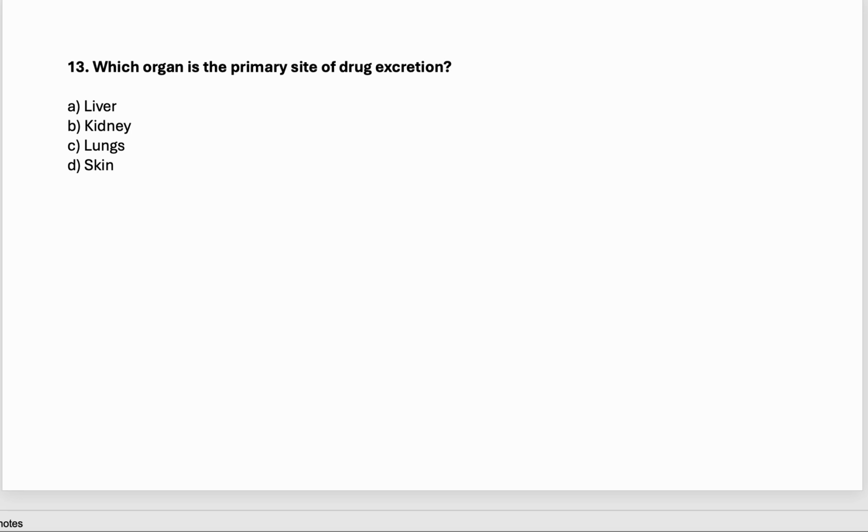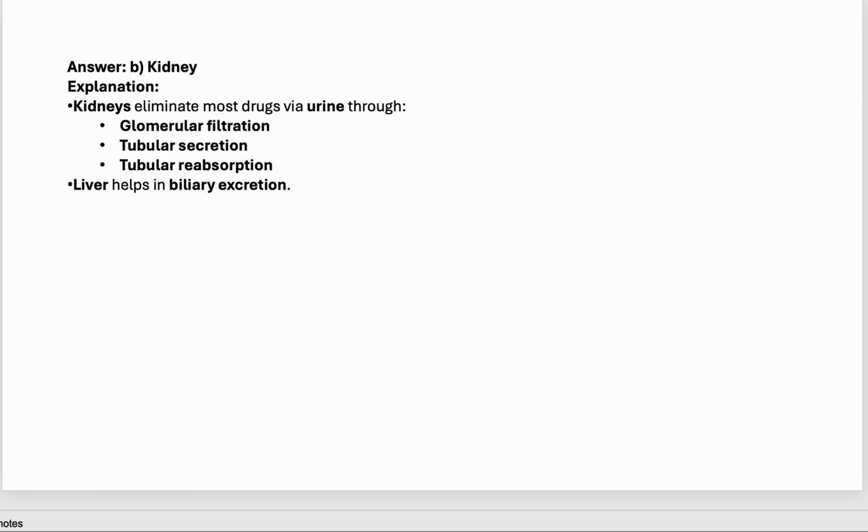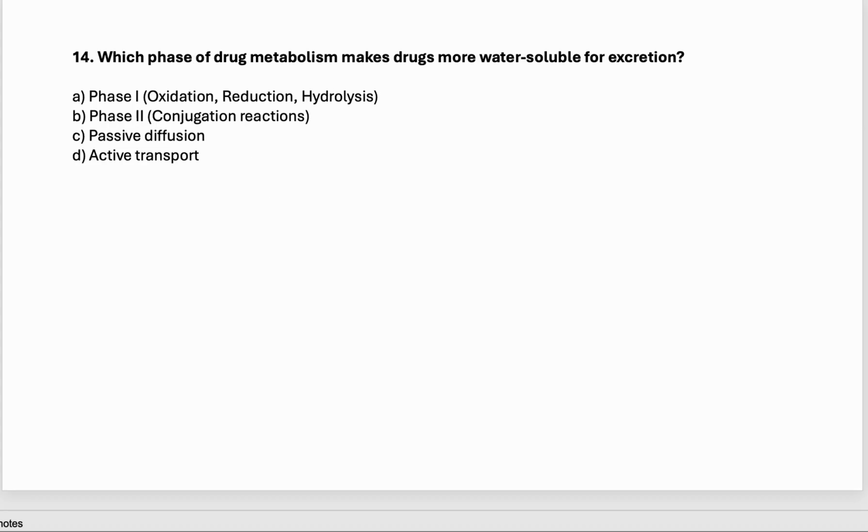Which organ is the primary site of drug excretion? A, liver. B, kidney. C, lungs. Or D, skin. Yeah, perfect. Kidney eliminates most drugs via urine through glomerular filtration, tubular secretion, and tubular reabsorption. Liver helps in biliary excretion. Perfect. Next question.